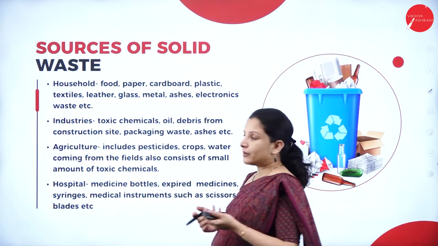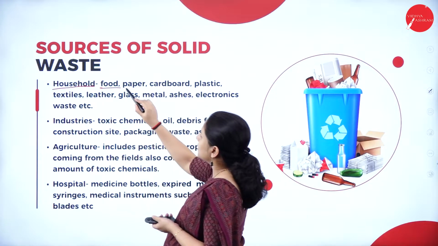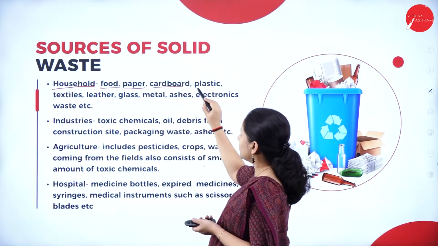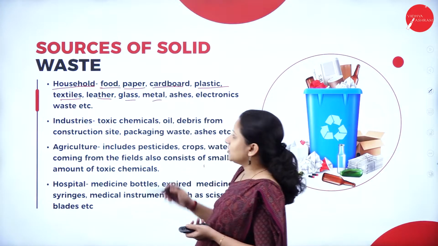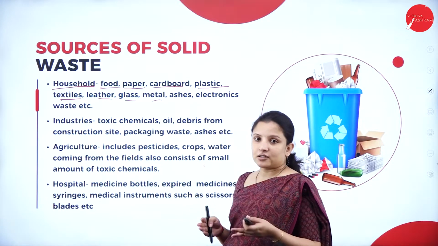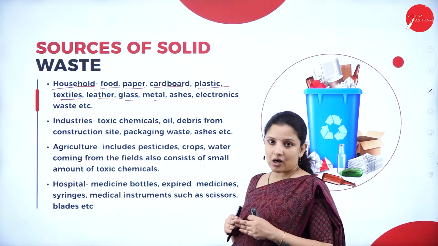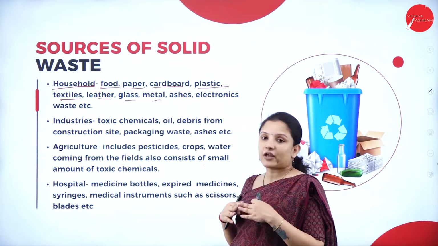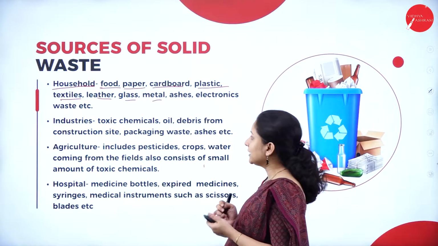That is from household. In household we have the food waste, the paper, cardboard, plastics, textiles, leather, glass, metal, ashes, electrical waste, all these come under the solid waste. Any solid material that we use in the house which we find is not of any use further, we throw it out, right? So that is the household solid waste.